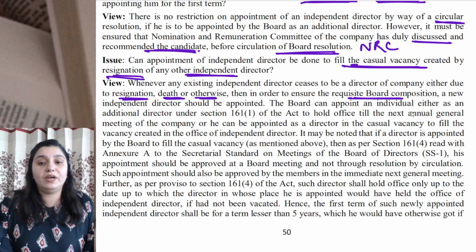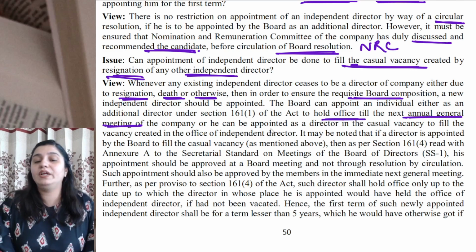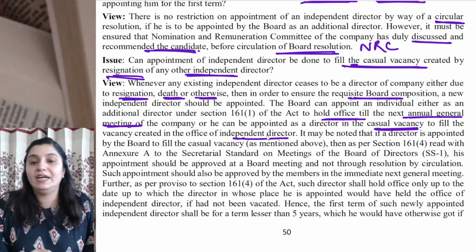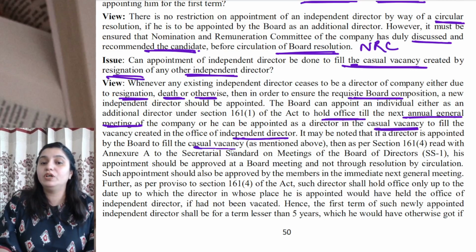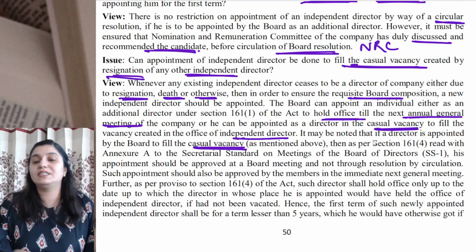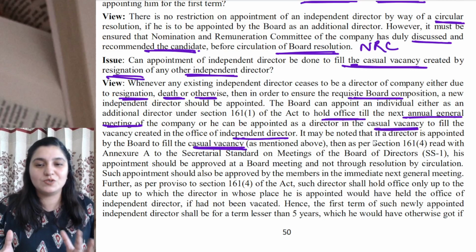The board can appoint an individual either as an additional director under the Act to hold office till the next annual general meeting of the company, or he can be appointed as a director in the casual vacancy to fill the vacancy created in the office of independent director. So basically they say कि casual vacancy कौन fill करता है? वैसे board fill करती है casual vacancy, right?